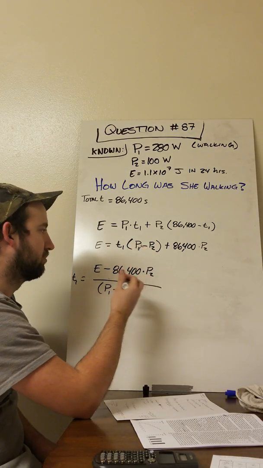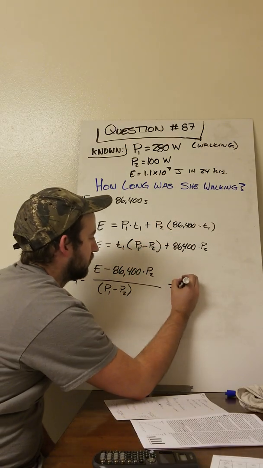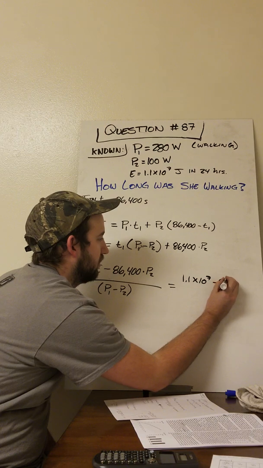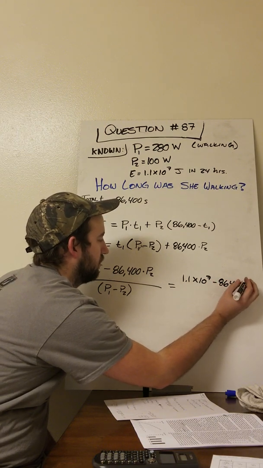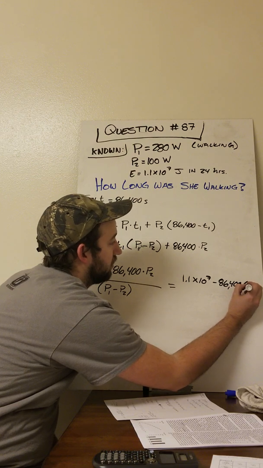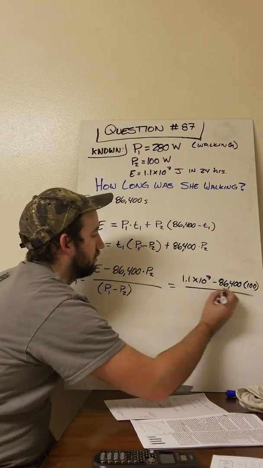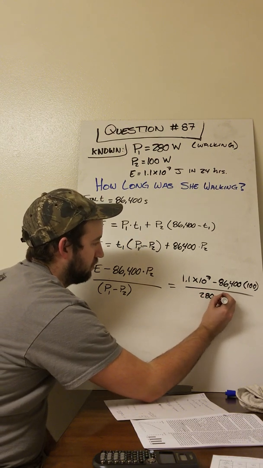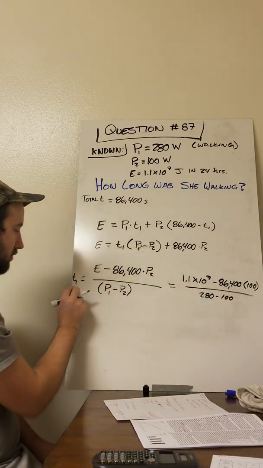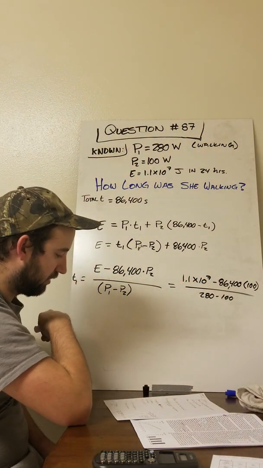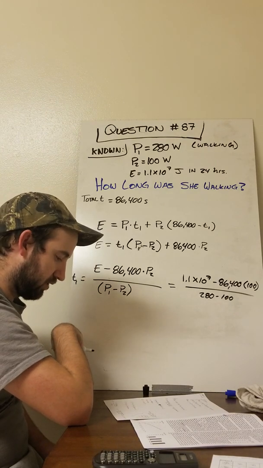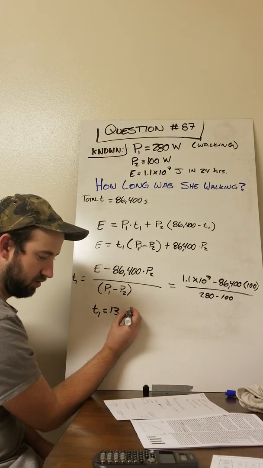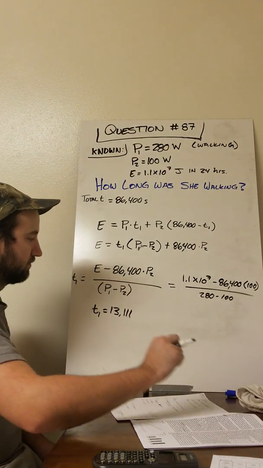So now all we need to do is plug everything in. So energy equals 1.1 times 10 to the 7th minus 86,400 times P2, which is 100, all over P1 minus P2, so that's equal to our T1. When we plug that into our calculator, it comes out to 13,111 seconds.